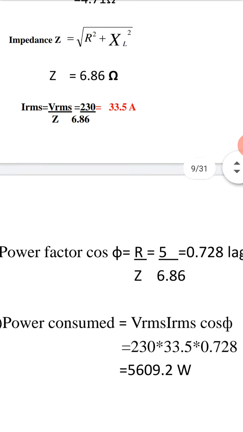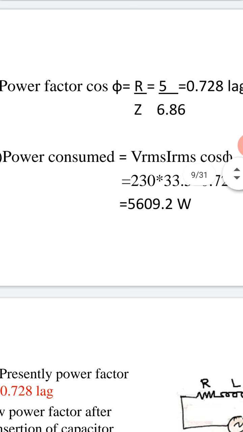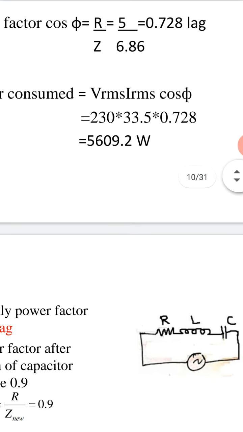Now the last step, power consumed is equal to VRMS IRMS cos phi, which is equal to 230 into IRMS, that is 33.5 into cos phi is 0.728, which is equal to 5609.2 watts.